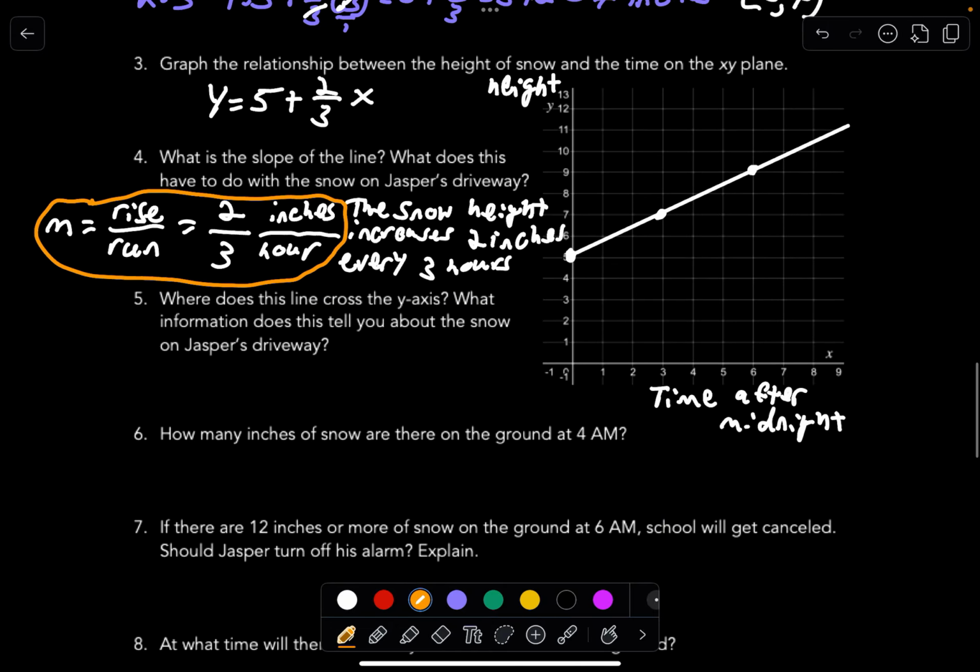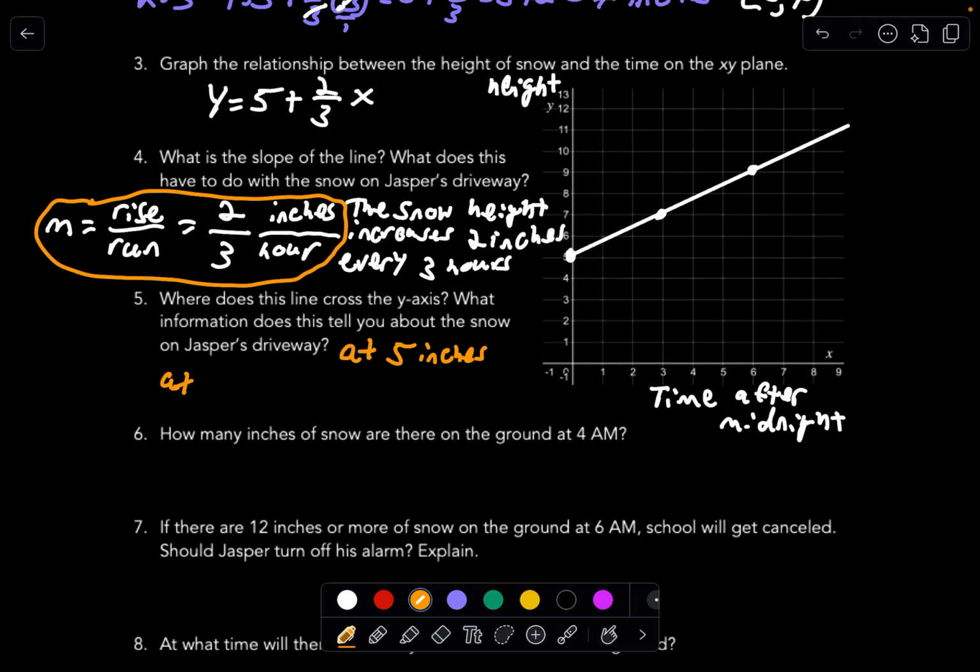Okay. Now, where does the line cross the y-axis, and what information does this tell you about the snow on Jasper's driveway? Well, it crosses the y-axis at this location here. This is the y-axis right here. So it crosses at 5. So where does this line cross the y-axis? At 5, and 5 inches is the units.